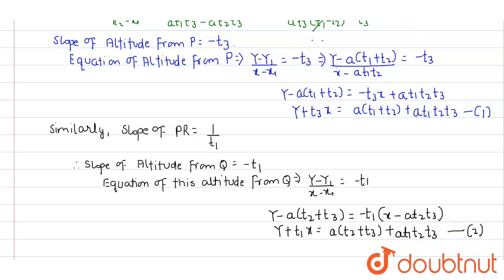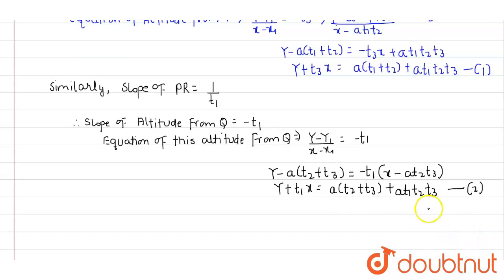Okay, and their point of intersection is just the orthocenter, since they are the altitudes. So now I'm going to solve equation 1 minus equation 2. So you see y and y will get cancelled. You are just getting x times T3 minus T1, and here a T1, a T2 will get cancelled, and I'm just left with a times T1 minus T3, correct? And here a T1 T2 T3 will get cancelled, so we are just left with 0.